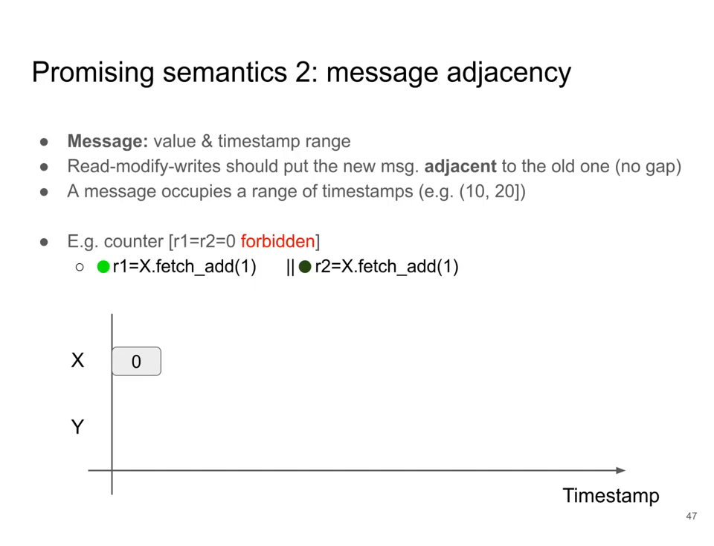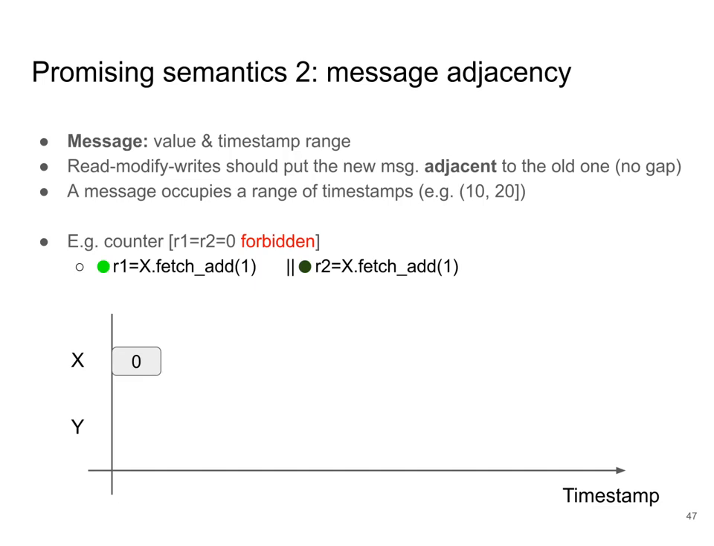In order to model this idea, we have to adjust the message a little bit. We are going to say that a message is no longer a pair of a value and a single timestamp, but it is a pair of a value and a timestamp range. So it has a volume now. Volume means that it is no longer at a single timestamp, for example 5, but it is occupying, for example, timestamps from 5 to 10 or 5 to 8.